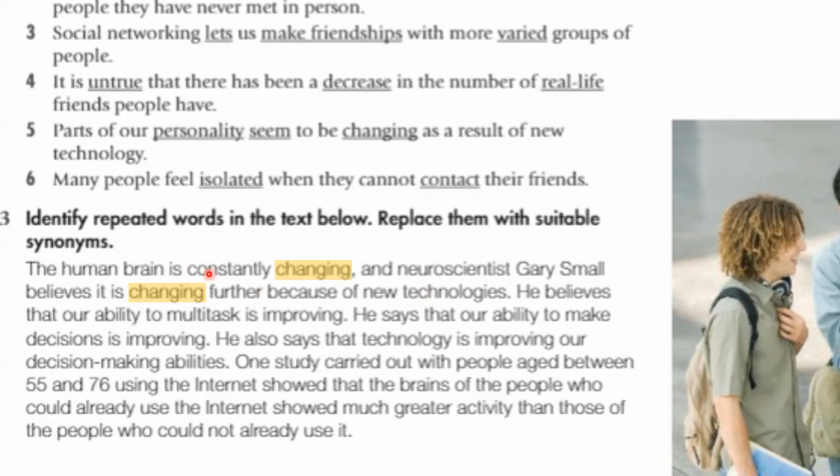All right, so what you have to do is rewrite the text, and instead of writing "changing" twice, just write it once and then write a synonym in the second option. All right, do it, and when you finish, we'll continue.